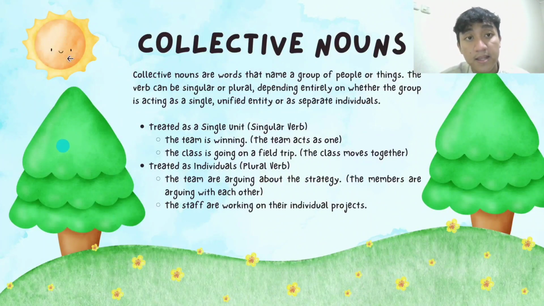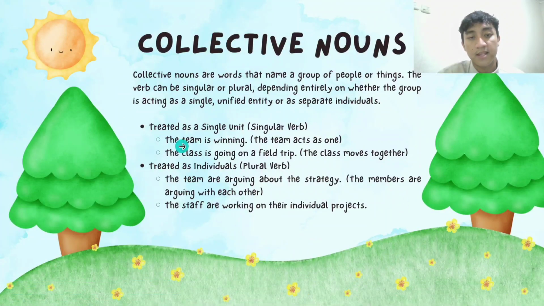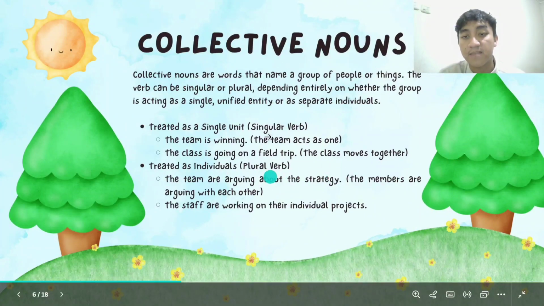Alright, so next is collective nouns. Collective nouns are words that name a group of people or things. The verb can be singular or plural, depending entirely on whether the group is acting as a single, unified entity or as separate individuals. Okay, the first is to treat it as a single unit with a singular verb. The examples: the team is winning. In this sentence, the team acts as one. And the second example is: the class is going on a field trip. In this sentence, the class moves together.